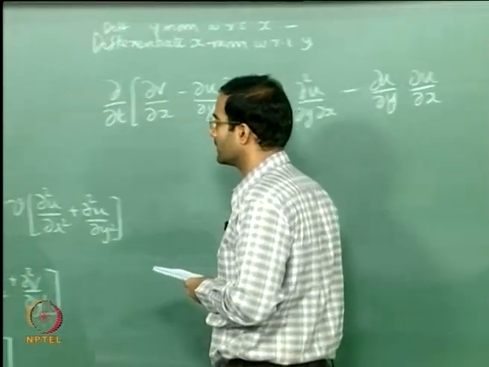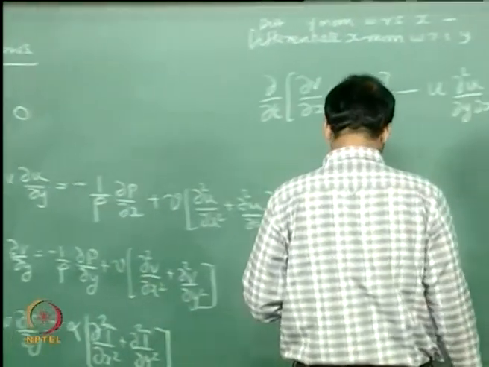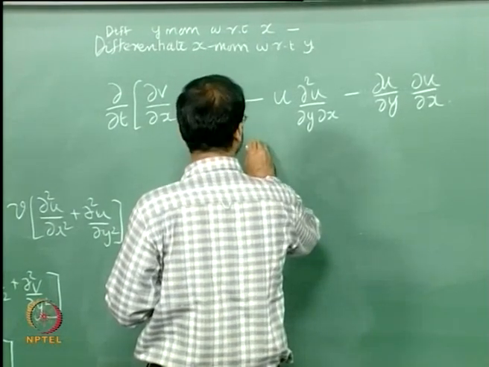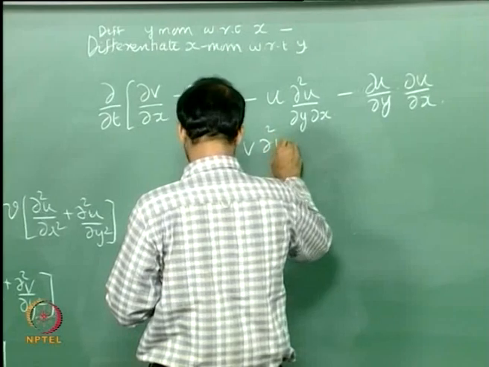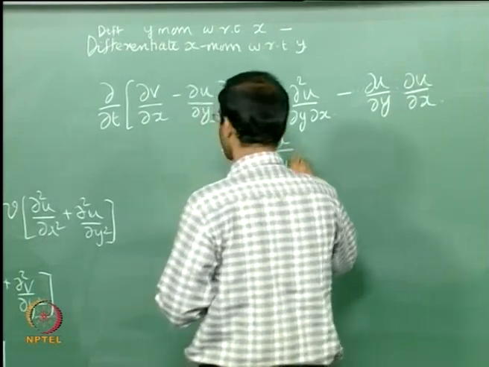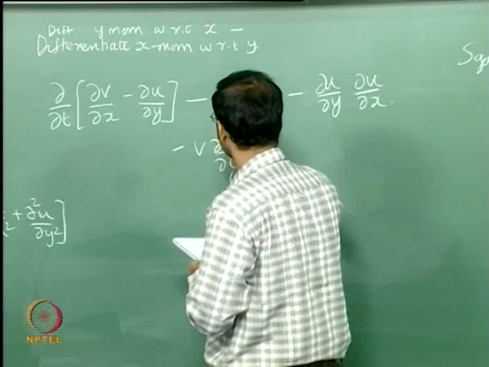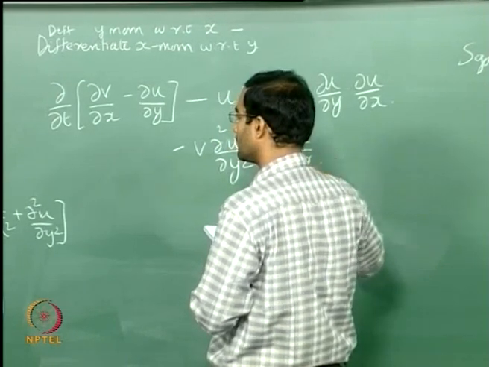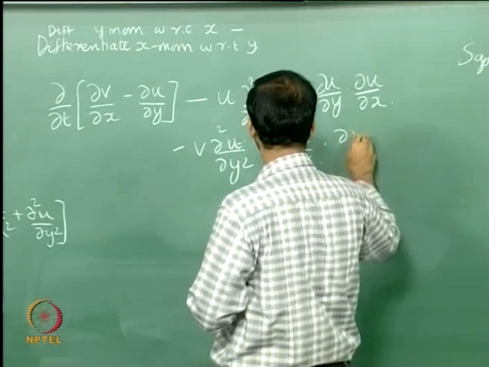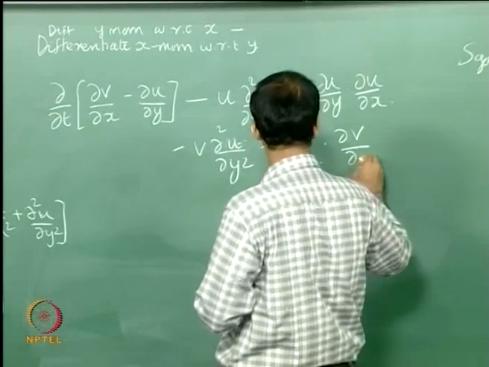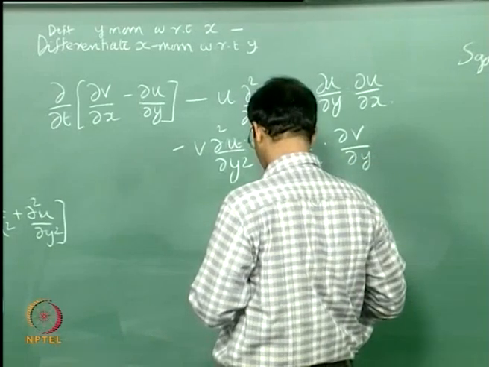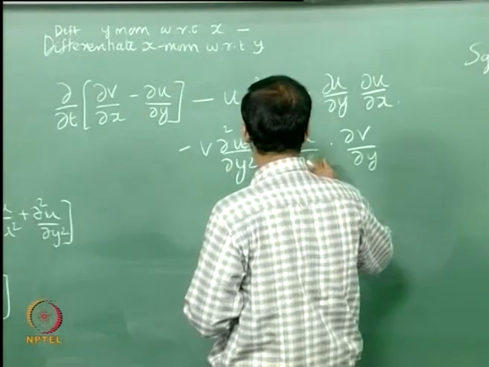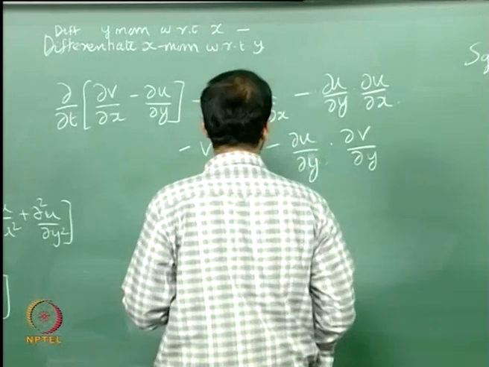Okay, similarly this term can also be expanded, that will give you minus v into d square u by dy square, right, minus du by dx into dv by dy. This should be dv by dy into du by dy, I am sorry. Okay, let me check all the terms again.